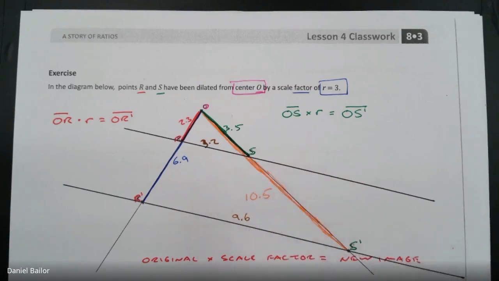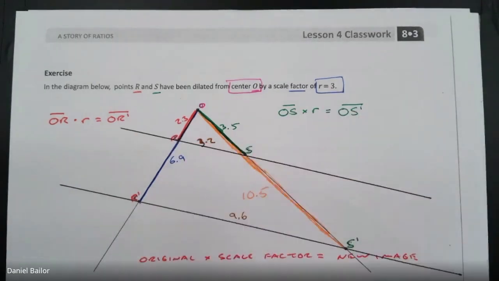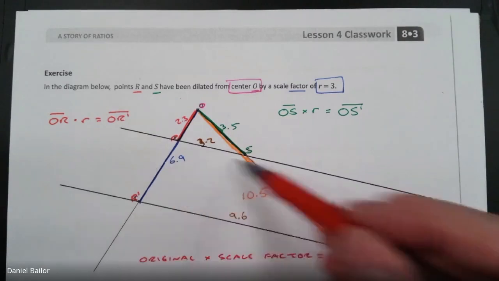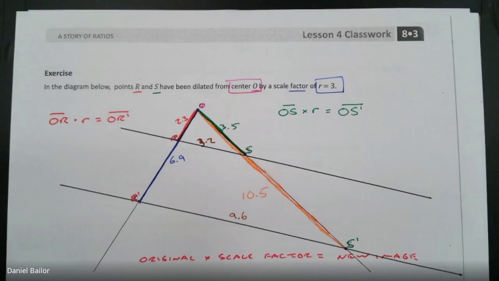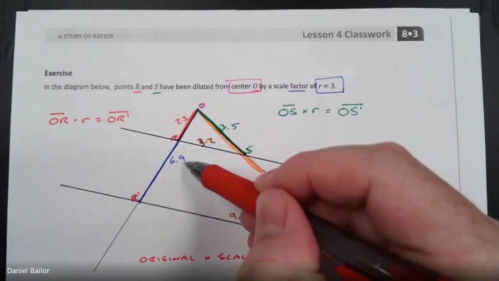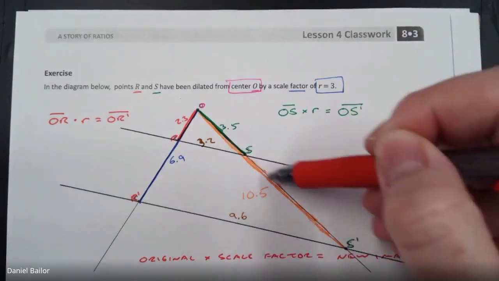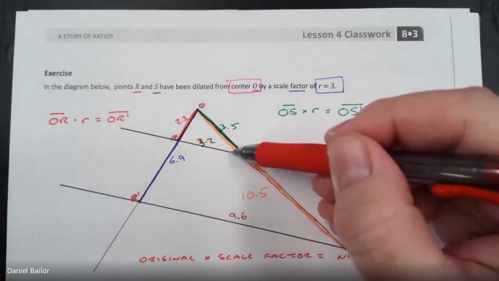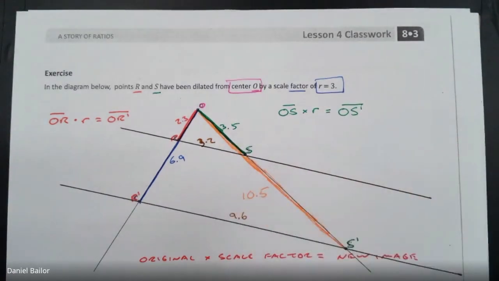Even though we added these black lines, which were not in the drawing they gave us, it still follows the same scale factor. And if you look, the scale factor is everywhere. 2.3 times 3 makes 6.9. 3.5 times 3 makes 10.5. 3.2 times 3 makes 9.6. The scale factor is everywhere.